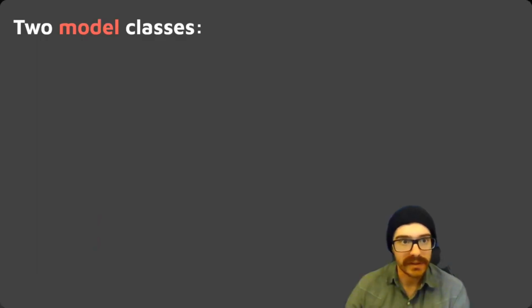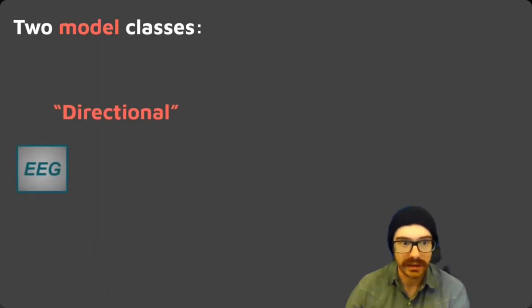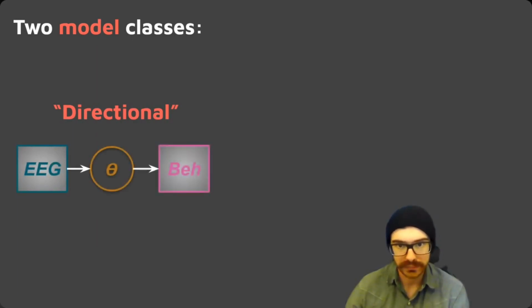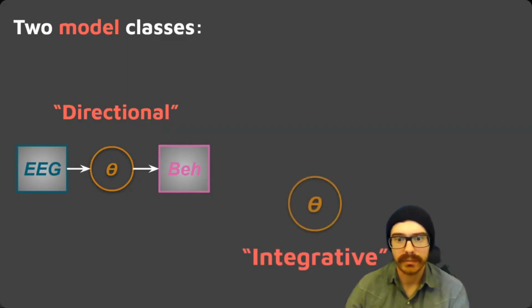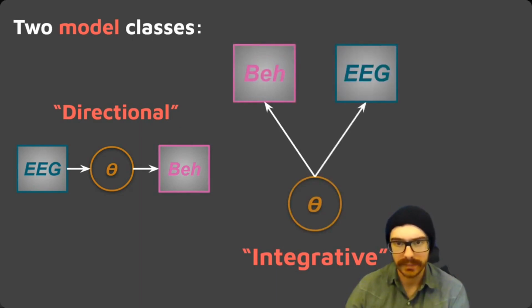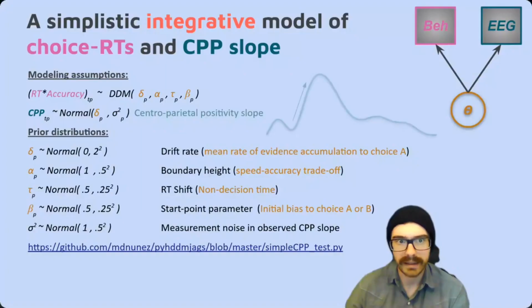Now, in general, my previous work has been to develop directional models in which EEG measures describe cognitive parameters, which in turn describe human behavior. What I'm more interested in now is combining cognitive modeling with computational modeling, where we have integrative parameters that describe both behavior and EEG. So one example of an integrative model is a simplistic integrative model of choice response times and CPP slope.